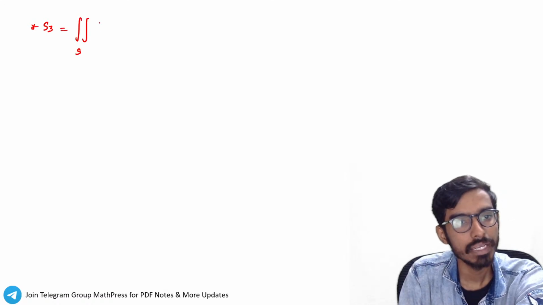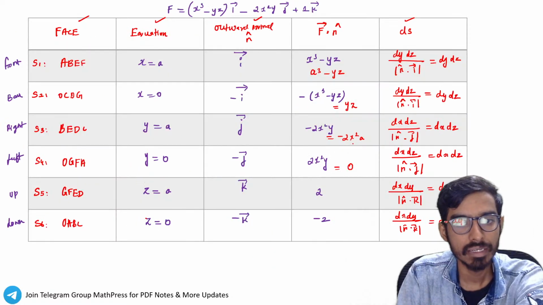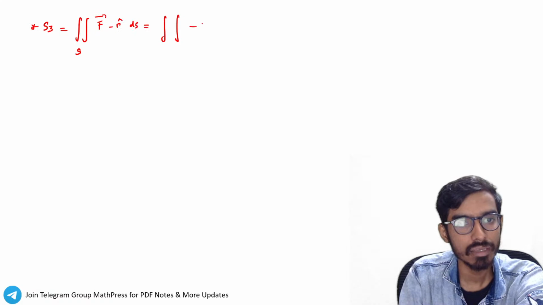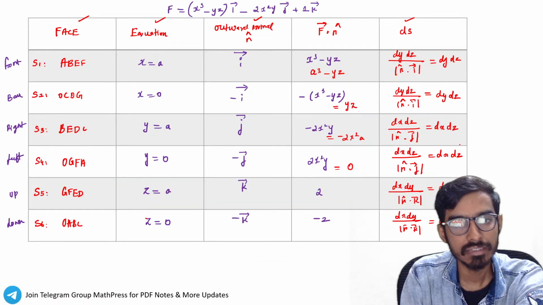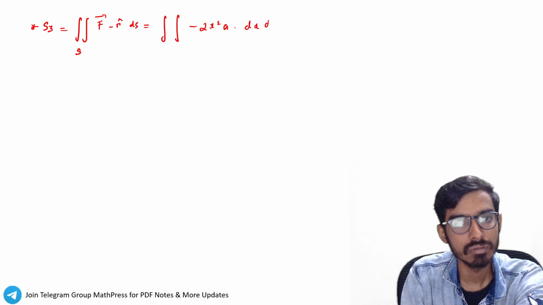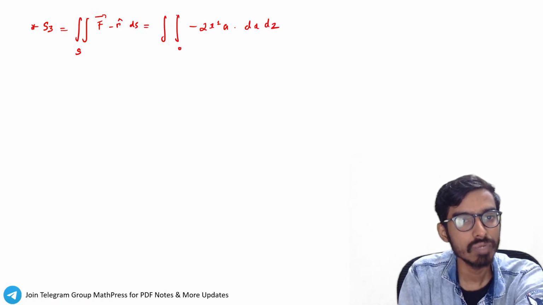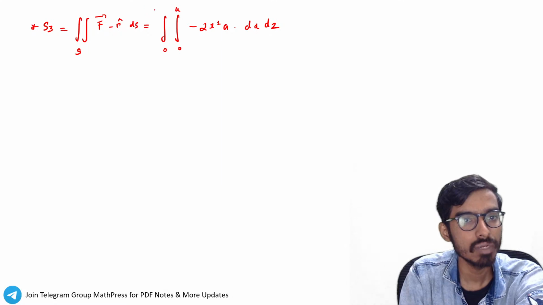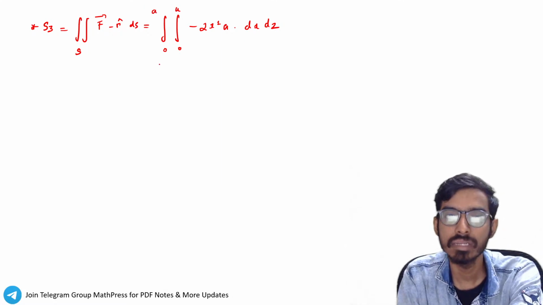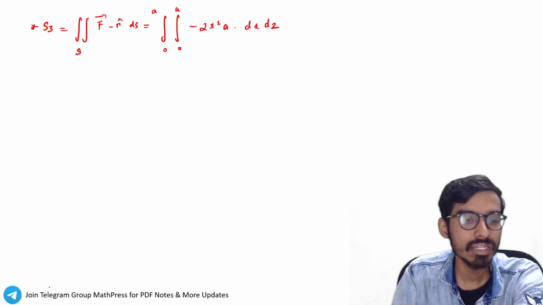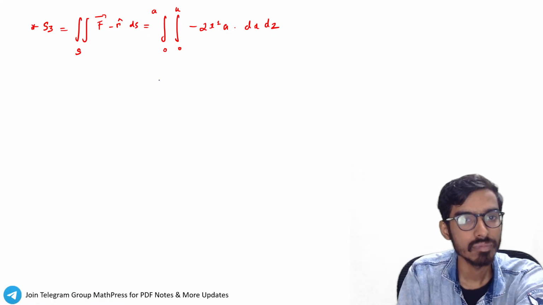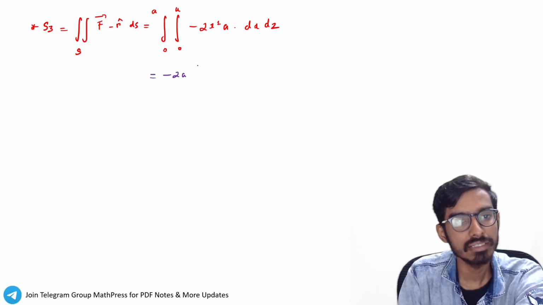Double integral over s of f vector dot n cap ds. So what is f dot n for s3? It is minus 2x square a. And what is ds? ds is dx dz. And since x varies from 0 to a, y also varies from 0 to a. So depending upon the x and z limits, you need to put them here. But here, everything varies from 0 to a. So minus 2a is constant.